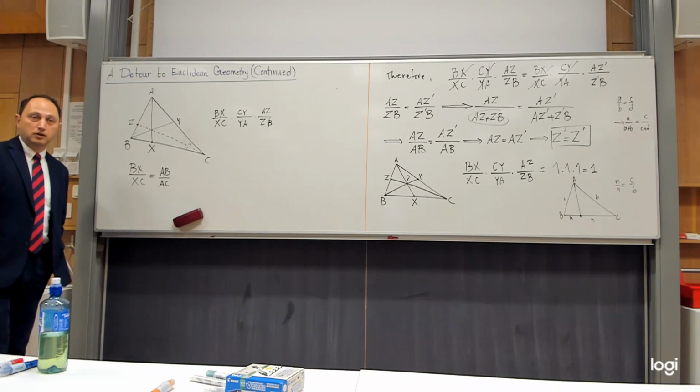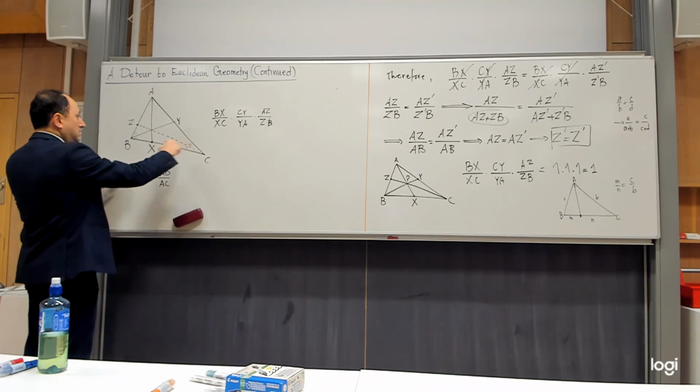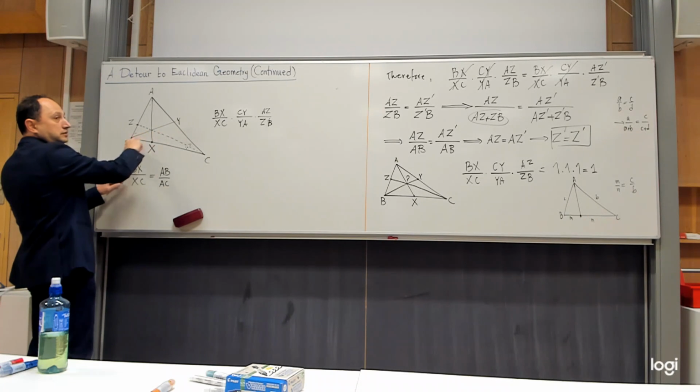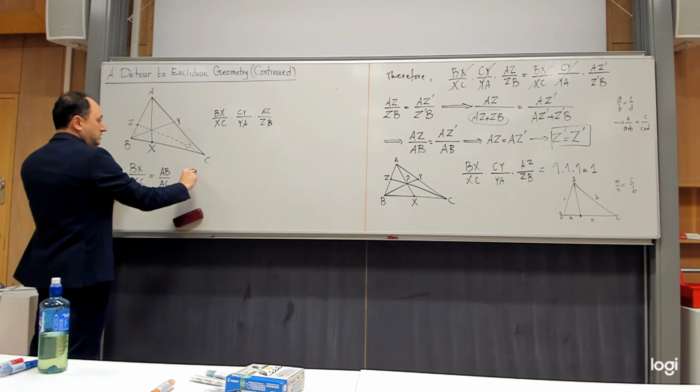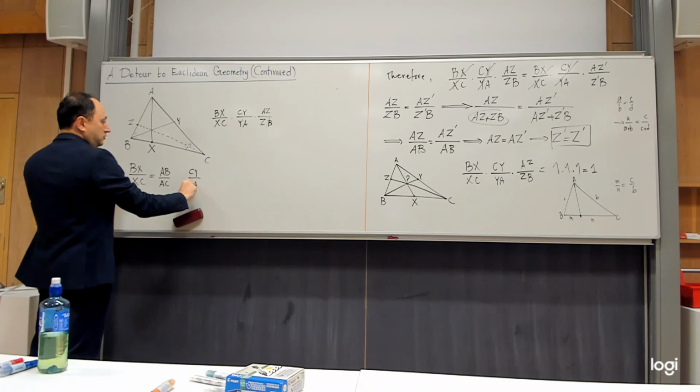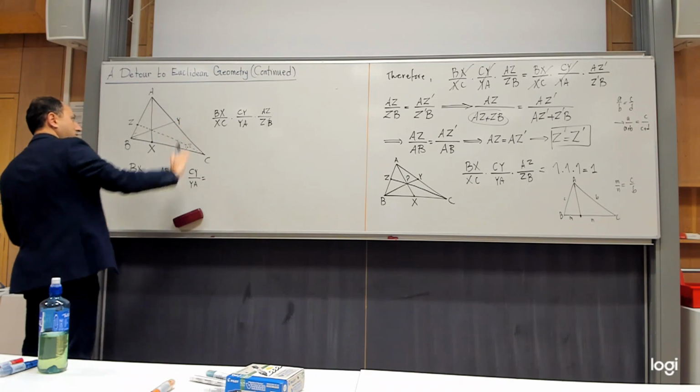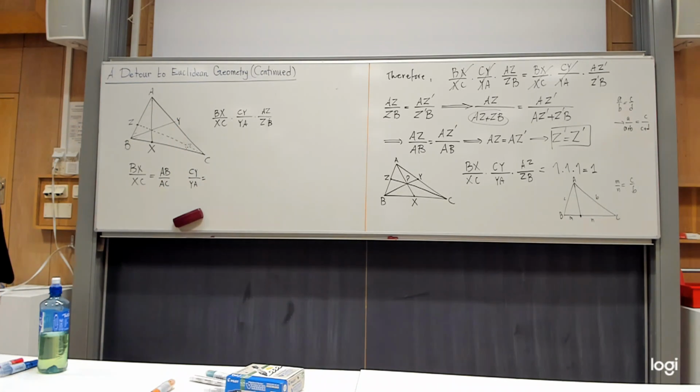Yes? Okay, let me ask you one more time. This is also an angle bisector. So can you tell me what I should write? CY over YA is equal to what? You need to see the problem from this angle. What happens?